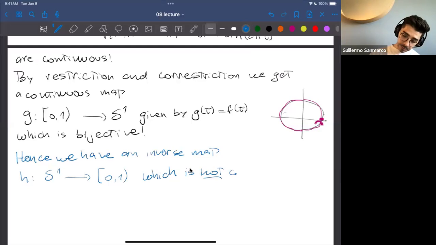So why is the inverse not continuous? Maybe I don't want to use h inverse. Let's just stay with G inverse. So to show it's not continuous using our lemma, it's enough to show that this G is not open.